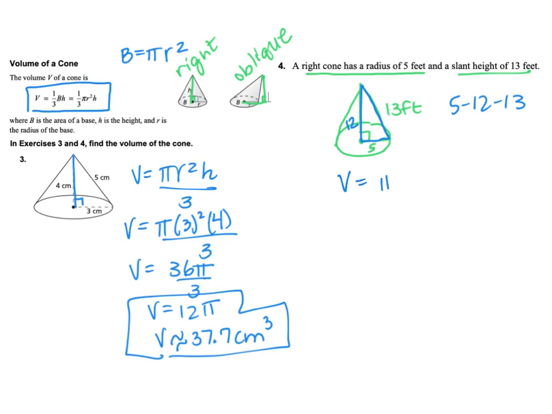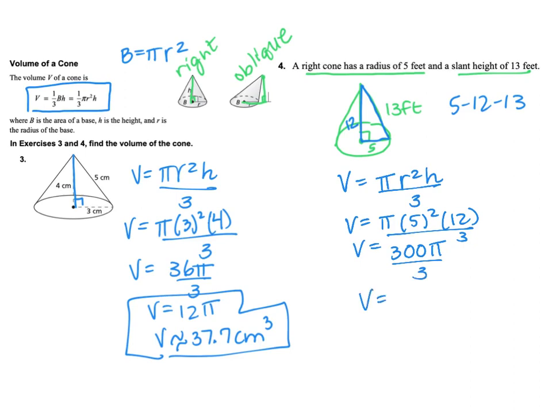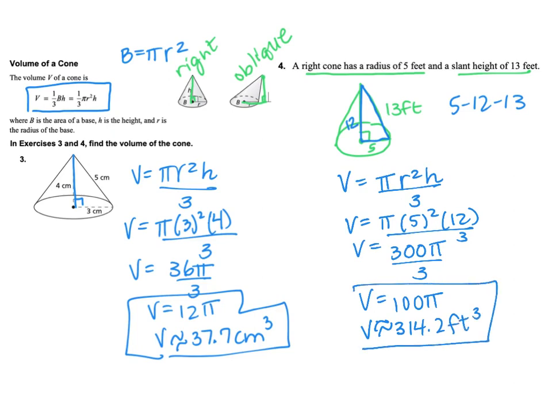Okay, so we'll start by writing our formula. Then we'll substitute 5 for the radius, 12 for the height. Oops, I forgot to divide that by 3. So 100 pi is your exact answer. And your estimated answer would be about 314.2 cubic feet.